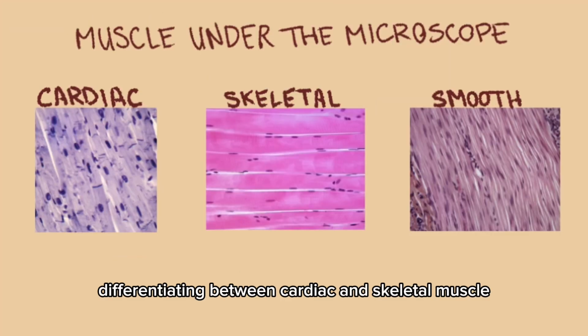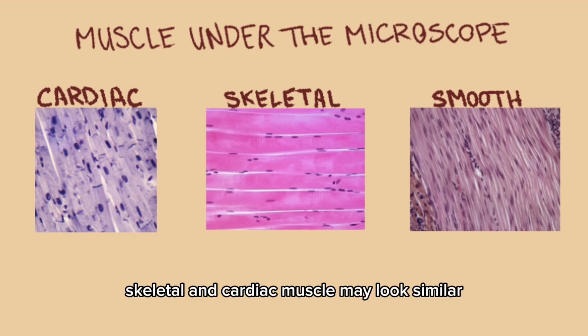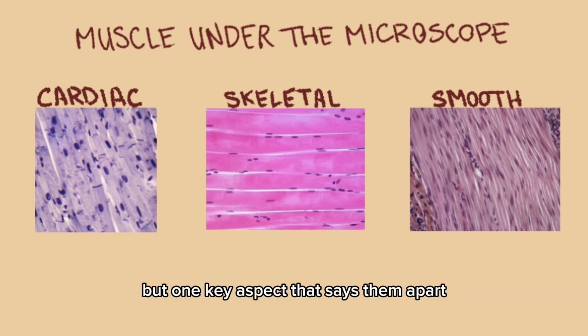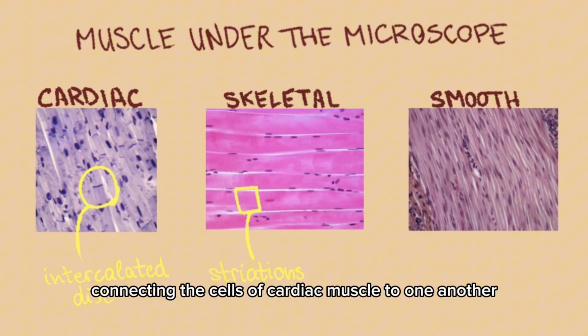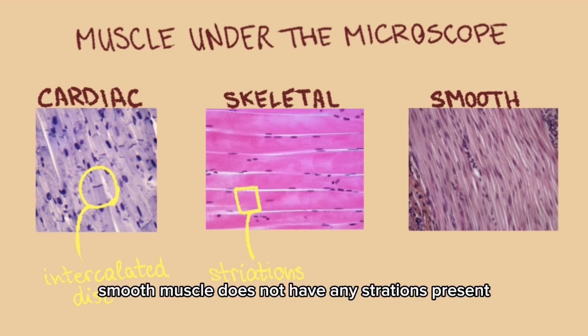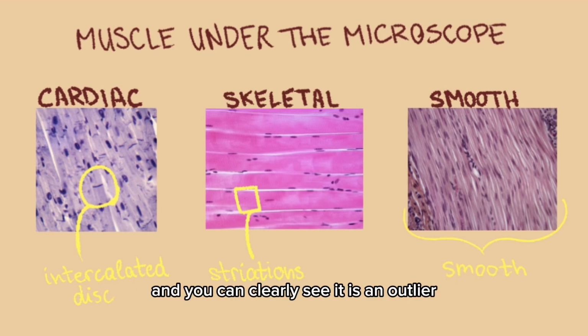Differentiating between cardiac and skeletal muscle can sometimes be difficult. Skeletal and cardiac muscle may look similar, but one key aspect that sets them apart are the intercalated discs connecting the cells of cardiac muscle to one another. Smooth muscle does not have any striations present, and you can clearly see it is an outlier.